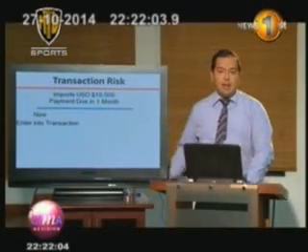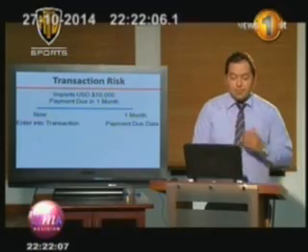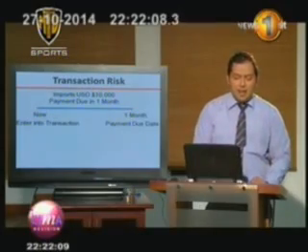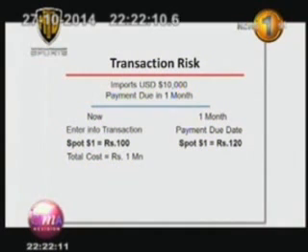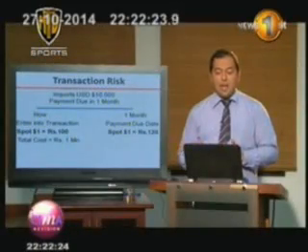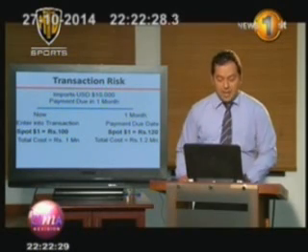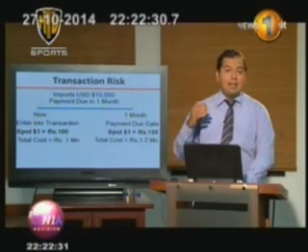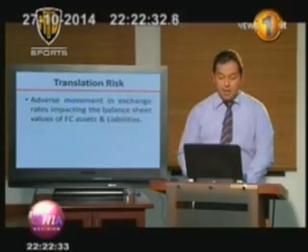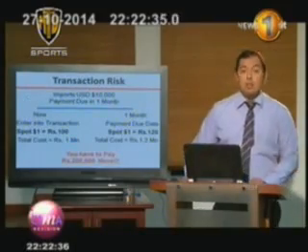You enter into the transaction now and your payment due date is in 1 month's time. If the spot rate is $1 is equal to 100 rupees, if you had made payment today, your total cost would be 1 million rupees. However, if the spot is $1 is equal to rupees 120 in 1 month's time, your total cost would be 1.2 million rupees. As a result of this movement in exchange rates, what has happened? You have to pay 200,000 rupees more.